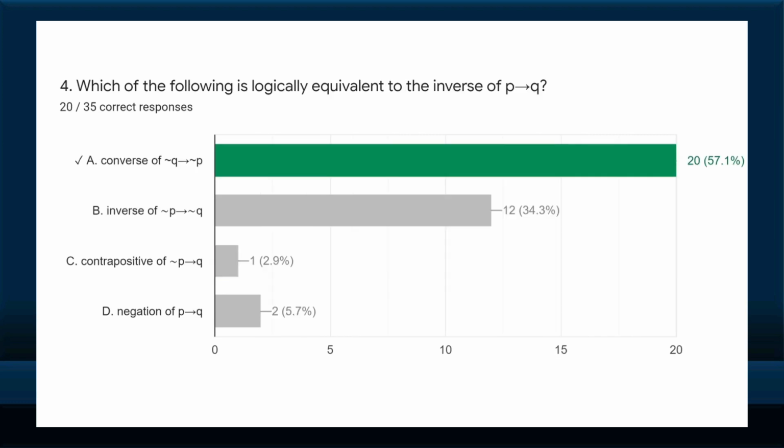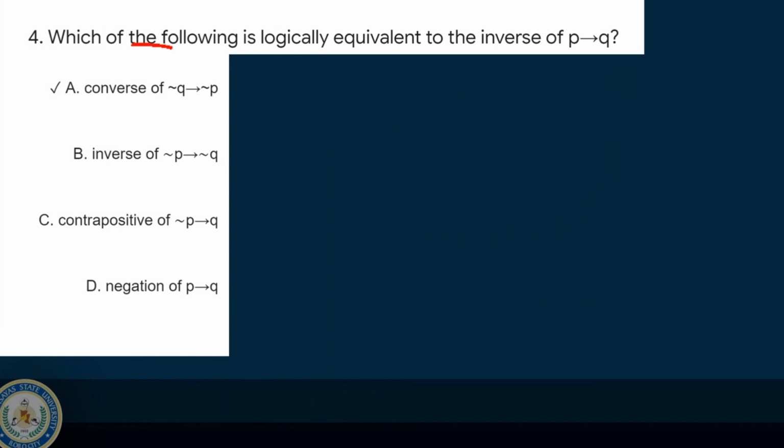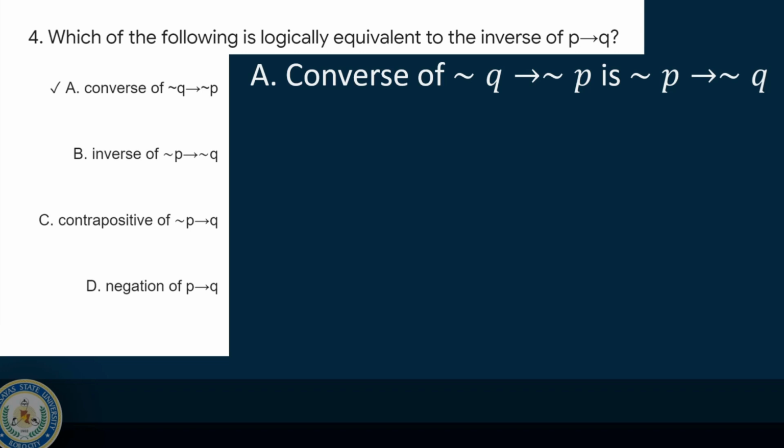Which of the following is logically equivalent to the inverse of P implies Q? Let's take a look at the first choice. The converse of not Q implies not P. The converse of not Q implies not P is obtained by interchanging the premise and the conclusion. And so we got not P implies not Q. Let's proceed to the second choice. Inverse of not P implies not Q.